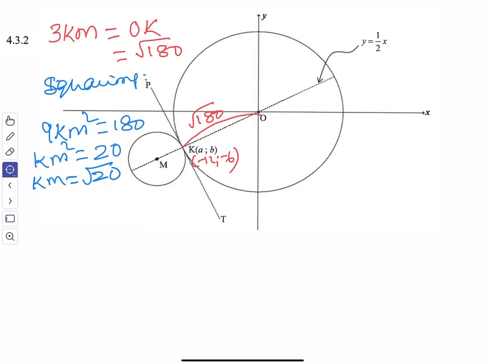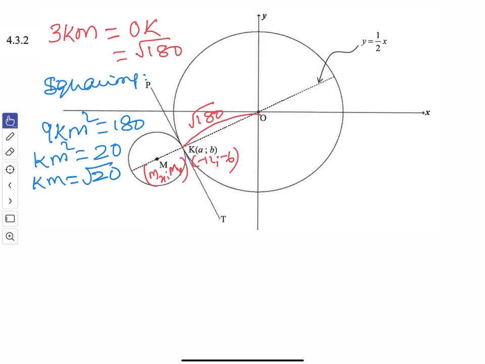I hope this is clear now. So I got the radius KM equal to square root of 20. Now, what I need to find is the coordinates of M. For convenience, there are too many x's and y's, so I don't want to confuse them with the other points. Therefore, I put M of x and M of y as the coordinates of M.